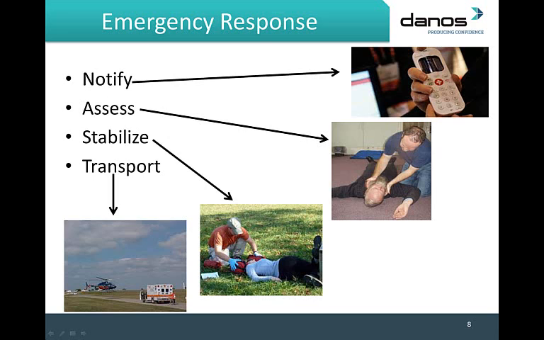The 4 basic steps that you need to follow in an emergency response are: notify your supervisor or the appropriate personnel as soon as possible. Assess the situation before proceeding to offer help. You must be able to ensure your own safety before you can help someone in an emergency. Don't become another victim. Stabilize the injured person in accordance with their level of training, or assist those who are trained to do so. Once the injured person has been stabilized, transport them to the nearest facility or medical provider.